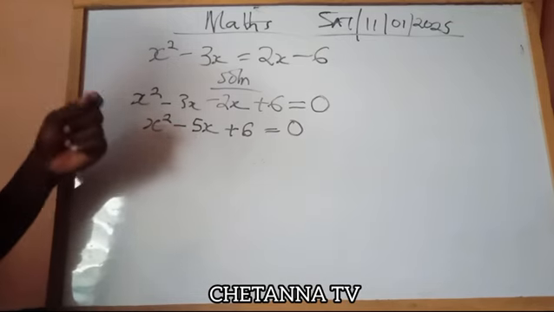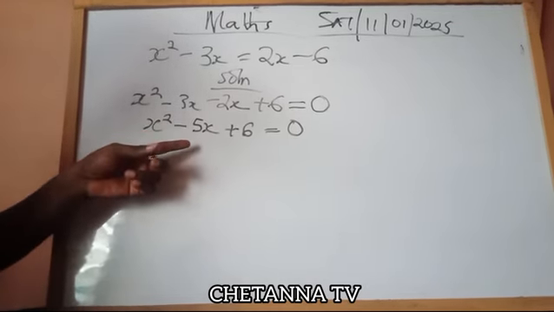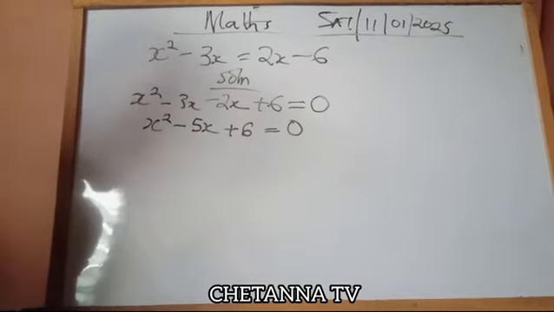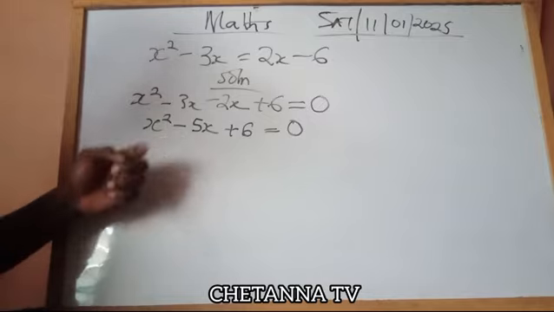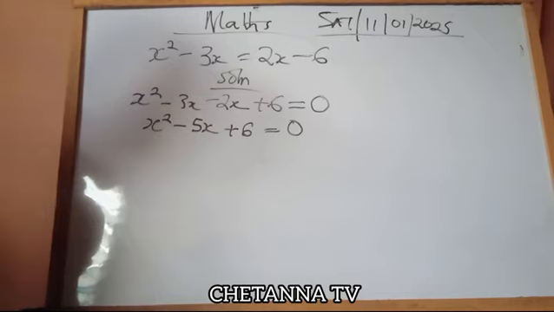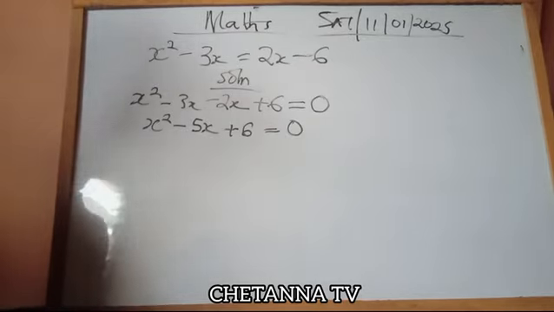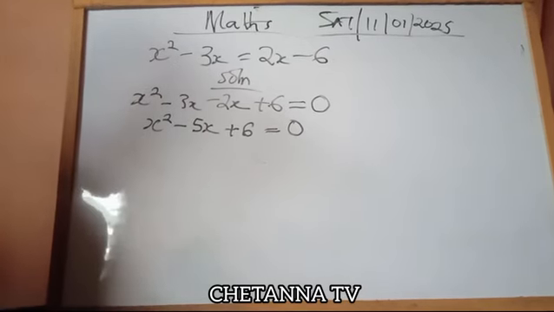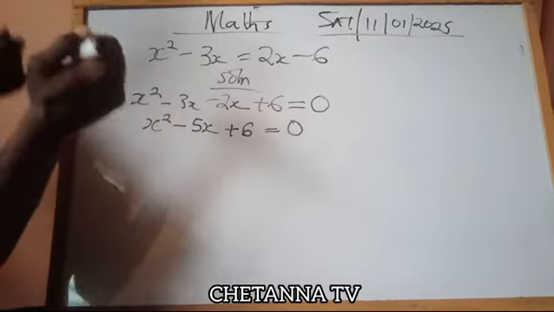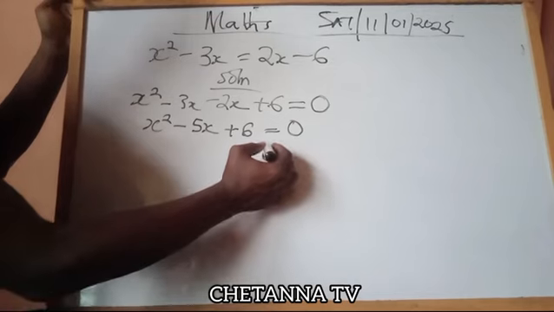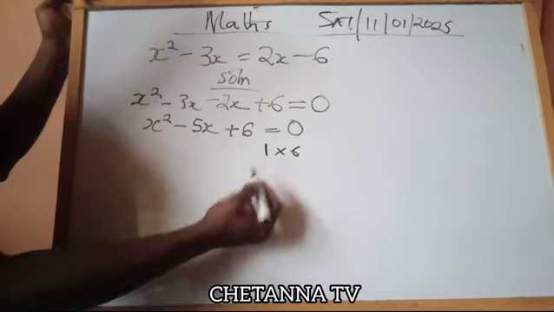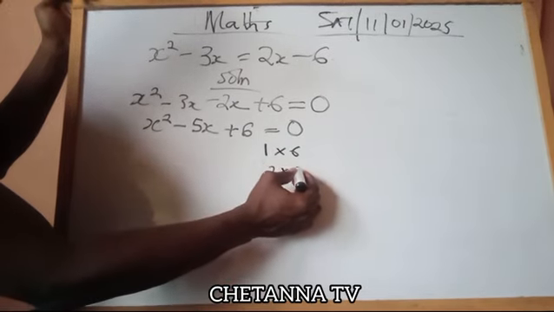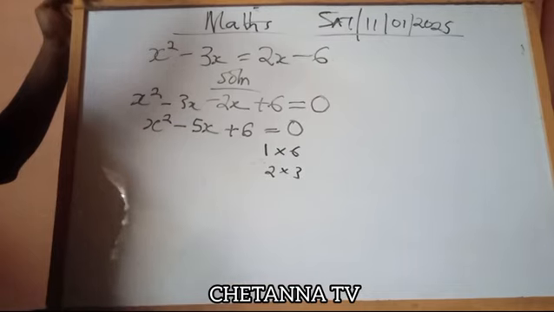So that's the factor we are looking for now. If we get those factors of plus 6, then we use them to replace minus 5. So what do you think should be the factors? Factors of plus 6 that when you add them, you get minus 5. Is it possible? Can we get such factors? Yes, we can. Okay, let me list the factors. 1 and 6 are factors of 6, right? 2 and 3 are factors of 6, right?